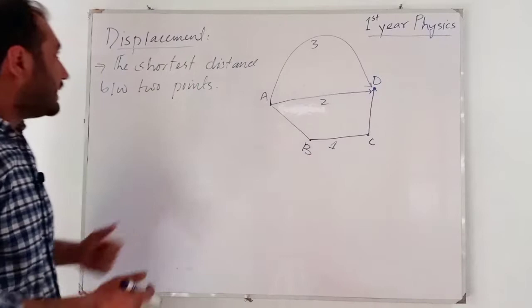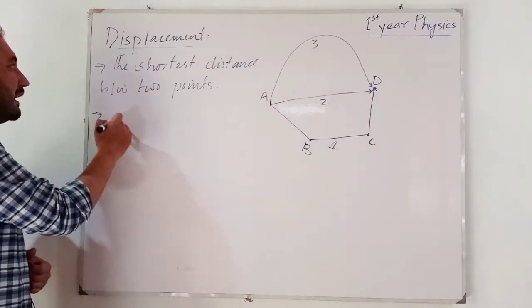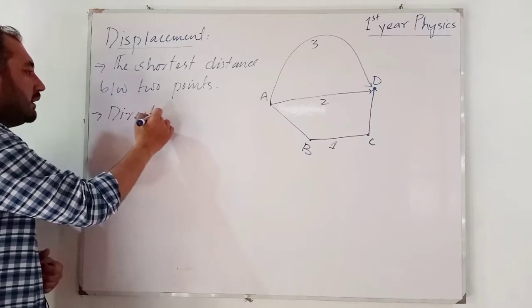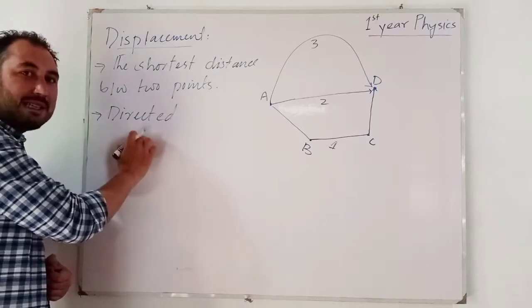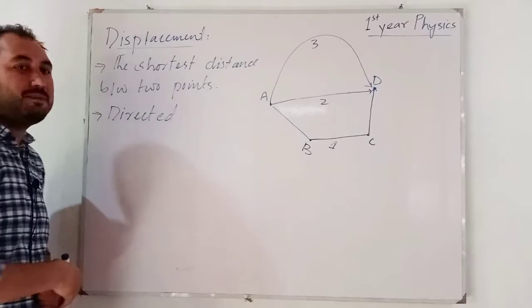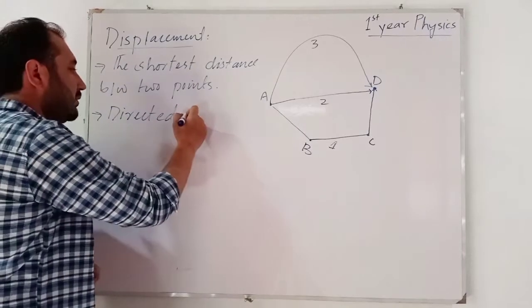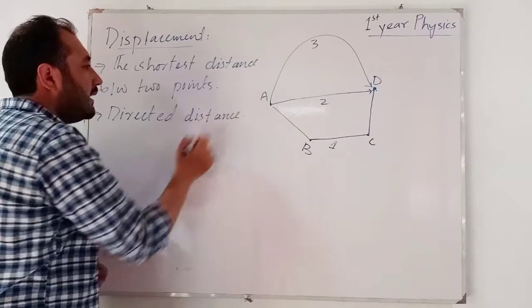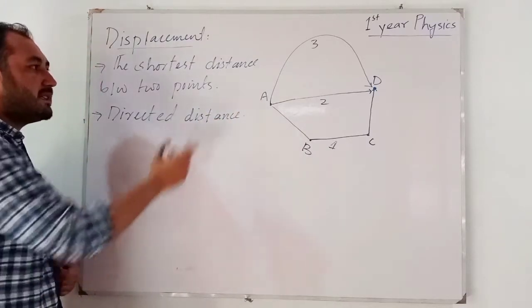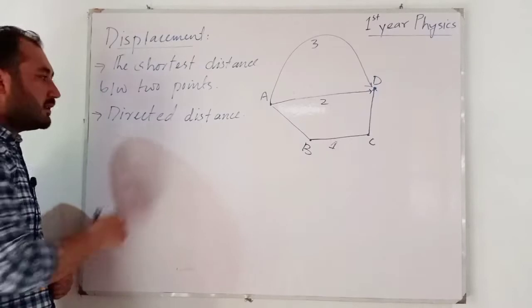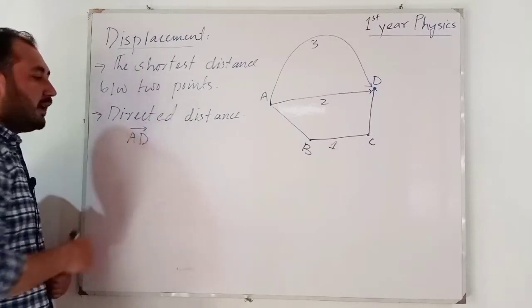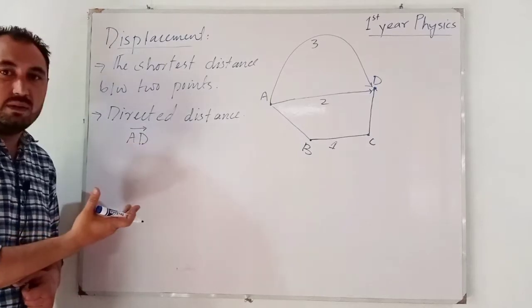So we can say that displacement is actually a directed distance, and due to this sense of direction, we can call displacement a vector physical quantity. It is a directed distance, right? If I am going to represent that kind of directed distance by AD, we have to place an arrow above it because it is a vector quantity.